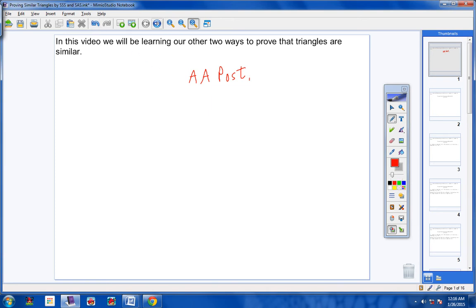Okay, your heading today is this, so please copy your heading down. Proving similar triangles by side, side, side, and side angle side. The lesson number is 8.5, and be sure and include today's date. Once again, proving similar triangles by side, side, side, and side angle side. Okay, alright, here we go. Copy this down, and let's get started.